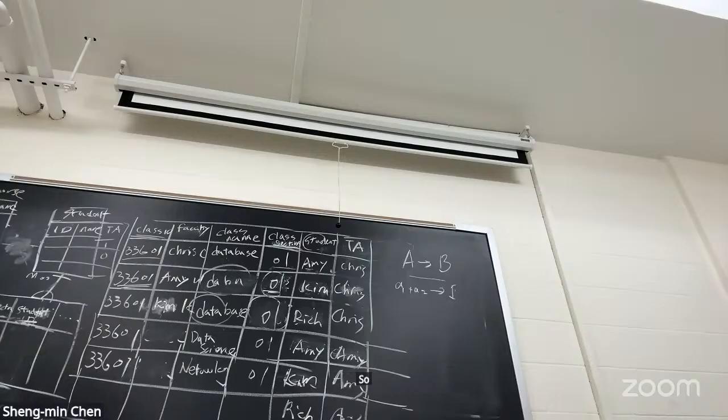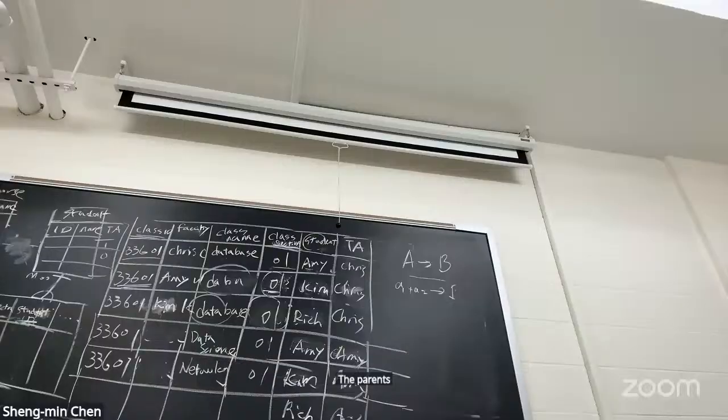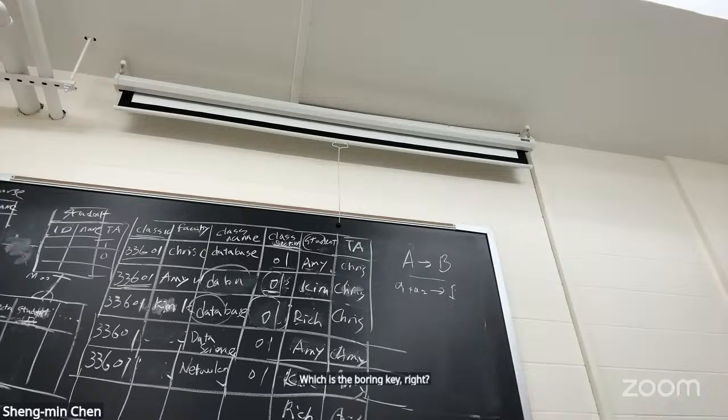So the DNA I'm referring to, guess what I'm referring to? In this case, I'm using a metaphor. I'm referring to the primary keys, guys. The parent table has DNA, which is the ID here, the primary key, that's been passed down to the child table, which is the foreign key, right? Parent, child, always one to many, always, always. If you remember this as a shortcut, you will never get it wrong.